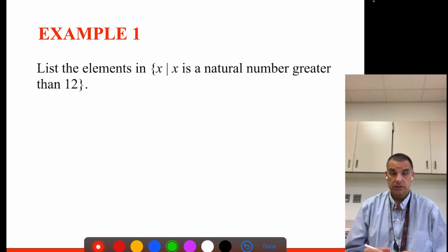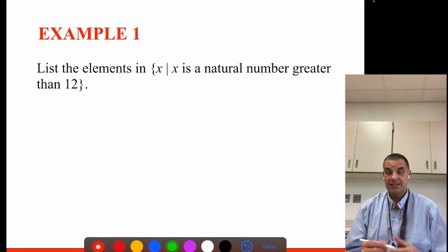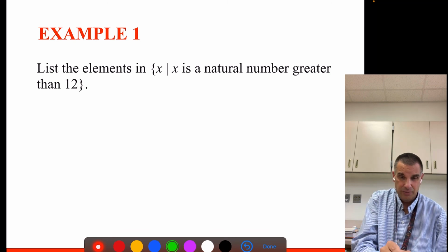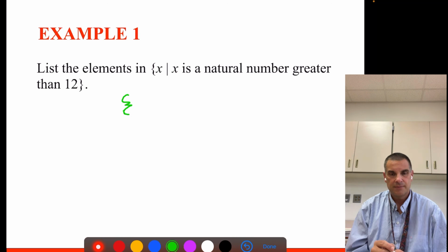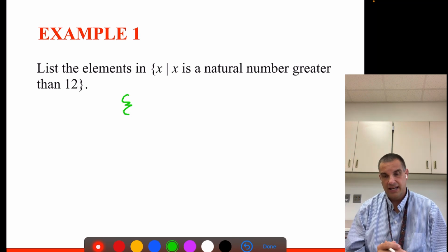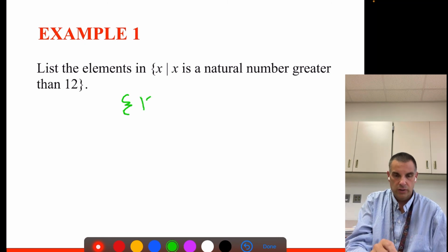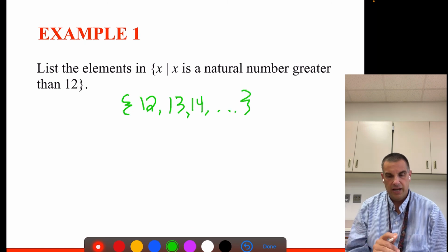But what we do want to be able to do is list the elements that are inside of something in set builder notation. So this is in set builder notation, and we want to list the elements. We're going to list the set of the elements such that x is a natural number greater than 12. The natural numbers start at 12 and just increase by 1, and they continue in that pattern for infinity.